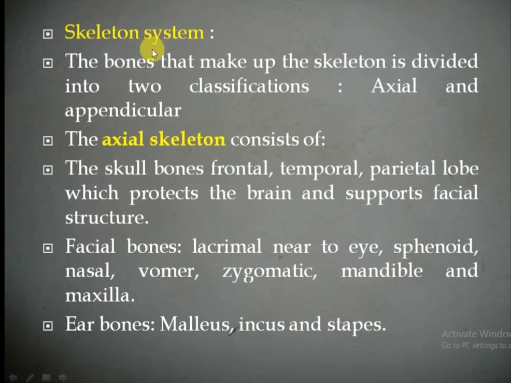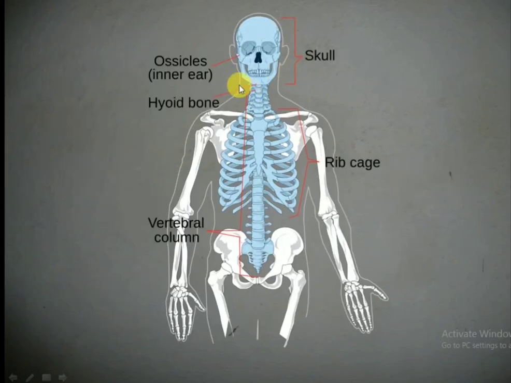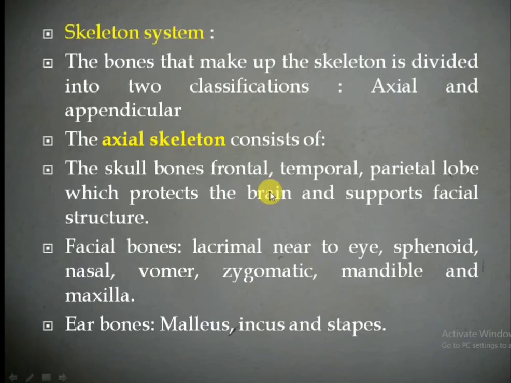So we will see the skeleton system. The bones which are there, right? With the help of the bones only the system is made up completely, and it is divided into two types: axial and the appendicular. So the axial part, what the bones consist of, we will see. It consists of skull bones, ear bones, eye bones, rib cage, vertebral column. Here you can see clearly in the image. These are the bones which consist of the axial system.